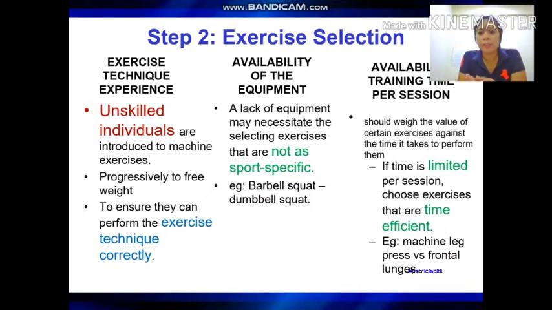And then the third is availability of training time per session. Athletes are individuals who sometimes are students and athletes, or in the workforce and athletes. So if time is limited, choose exercises that are time efficient. Time efficient could mean they emphasize more on multi-joint, large muscle group exercises instead of splitting out to a single joint or one specific exercise for one muscle. For example, machine leg press versus frontal lunges. Frontal lunges are somewhat time consuming compared to machine leg press. So for those who are going to pay attention to their conditioning, these three should be considered.